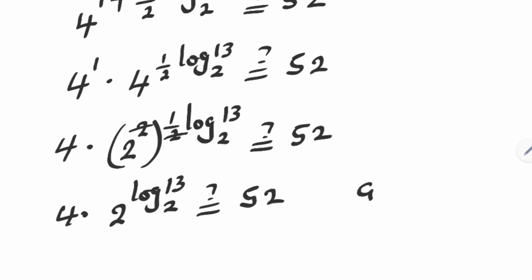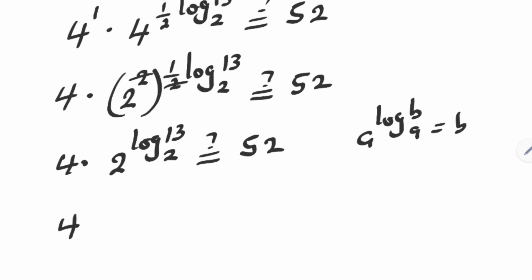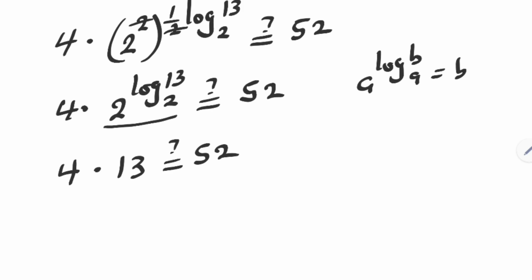If you have a raised to power log b base a, this is equal to b. 4 multiplied by the whole of this is 13 must be equal to 52. 4 multiplied by 13, 4 times 3, this is 12, carry 1. 4 times 1, 4 plus 1, 5, that is 52 is equal to 52, which is true.